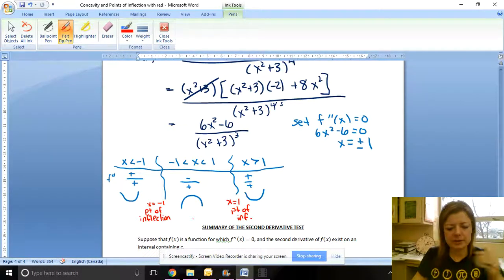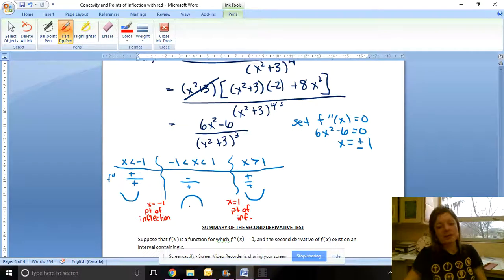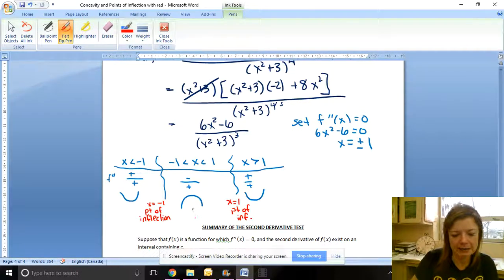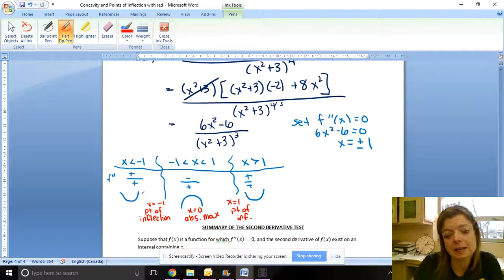But what about x equals 0? We found it was a critical point at the beginning, so we know that x equals 0 is actually an absolute maximum, because it's in a concave down section, and we don't have any other maxes or mins, so it's not going to be turning back up because we only have one critical point. That's the only critical point. So that is the absolute max.